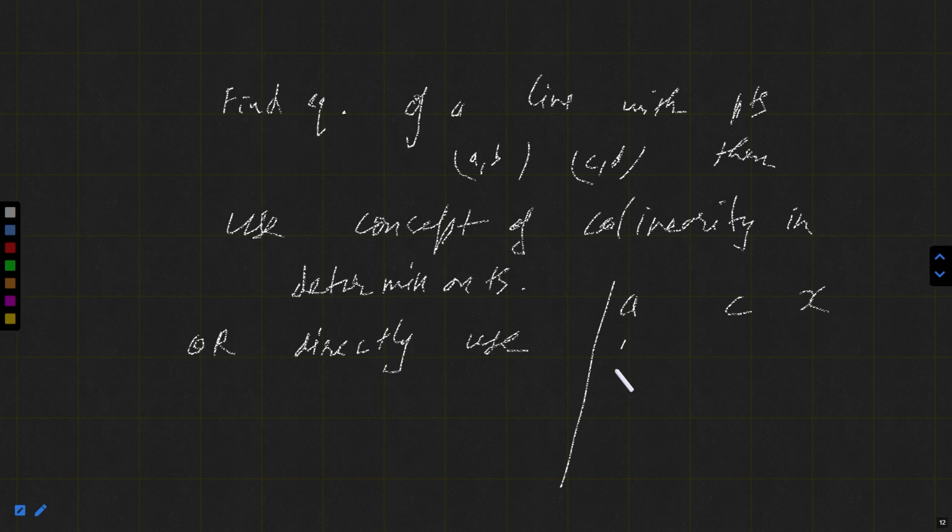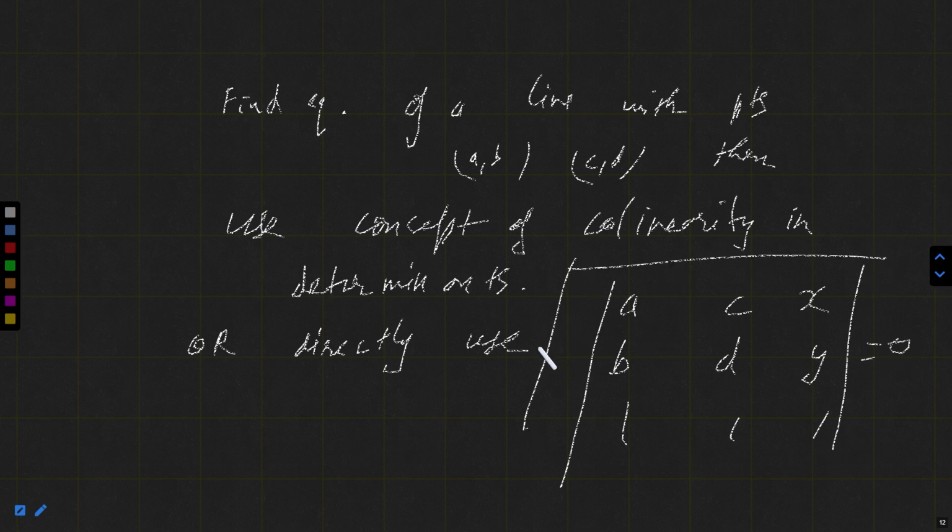x y 1, a b 1, c d 1, or directly use this form. I hope it is clear from where we have got this form. So you can directly use this. You do not have to worry about what concept you are applying. You have a nice form you can directly use, as you have a form for finding the area of a triangle.